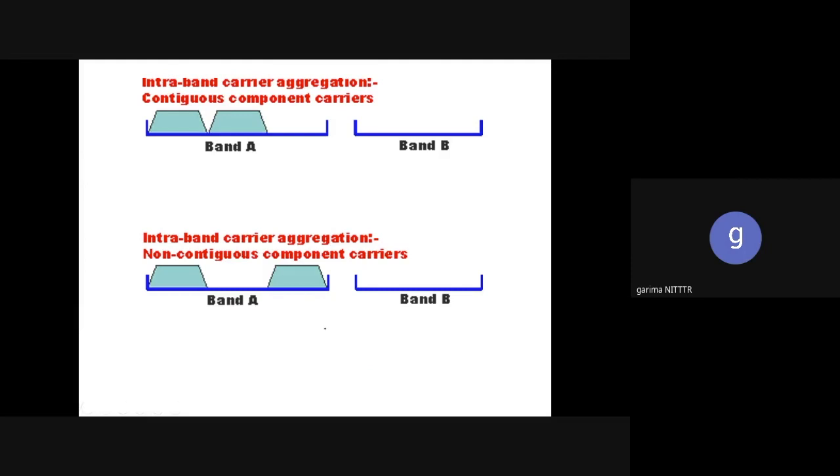Intra-band carrier aggregation with contiguous component carriers means we have band A, and in that particular band A you have continuous component carriers, so you are combining them. But if we go for intra-band carrier aggregation with non-contiguous component carriers, it means we have band A, but the carriers are not adjacent to each other, and they can be combined together. That is intra-band carrier aggregation under non-contiguous component carriers.